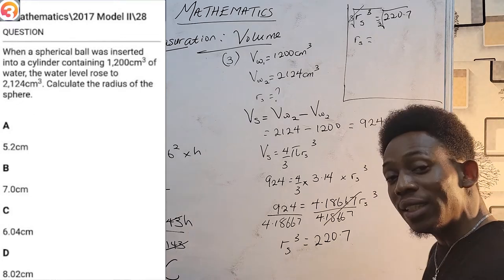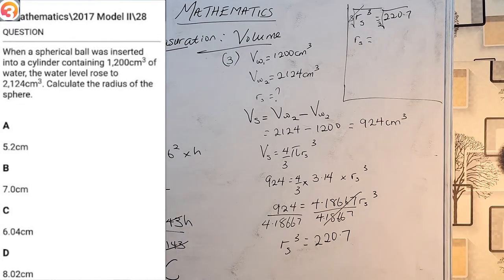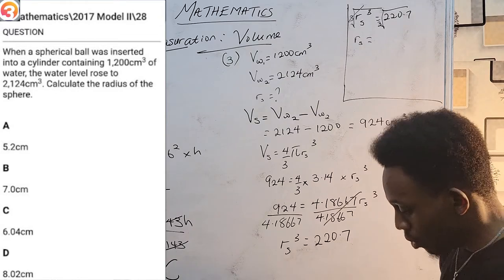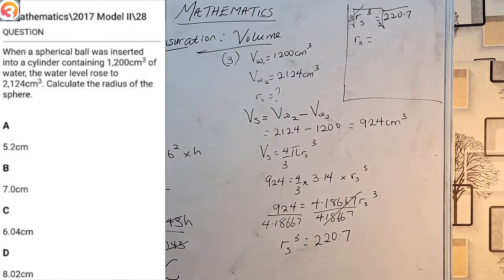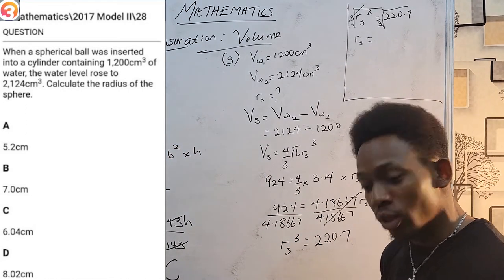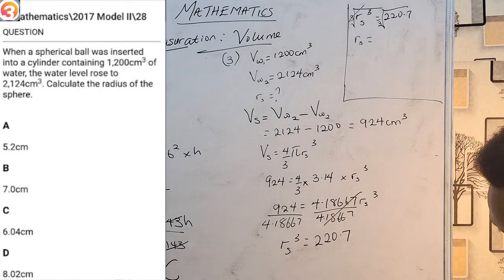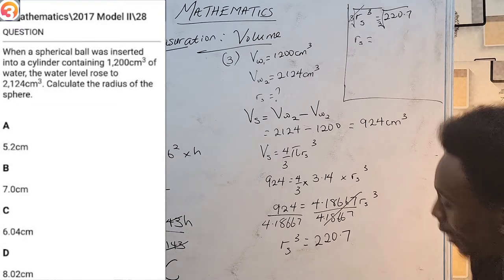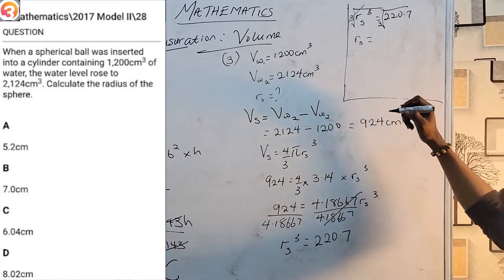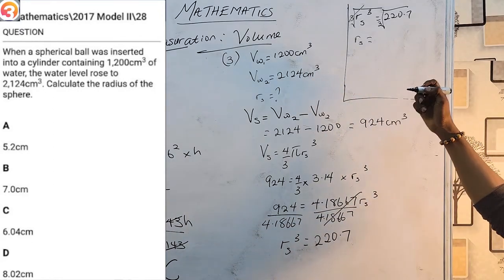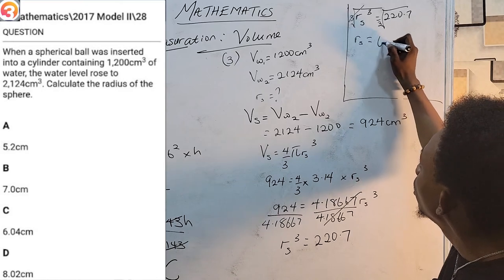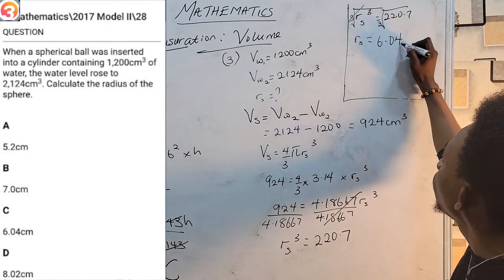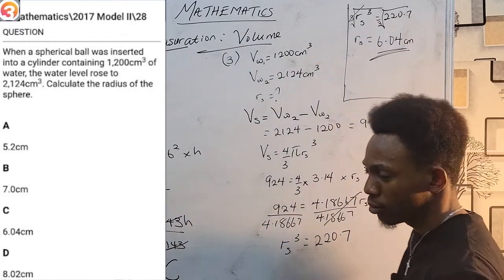Next up, option B is 7.0. So I can say 7 times 7 times 7. That is 343. Too big. Note my answer. Option C is 6.04. So I say 6.04 times 6.04 times 6.04, and as you can see, what that gives me is 220.3, which is the closest, and therefore I can say RS must be 6.04 centimeters.